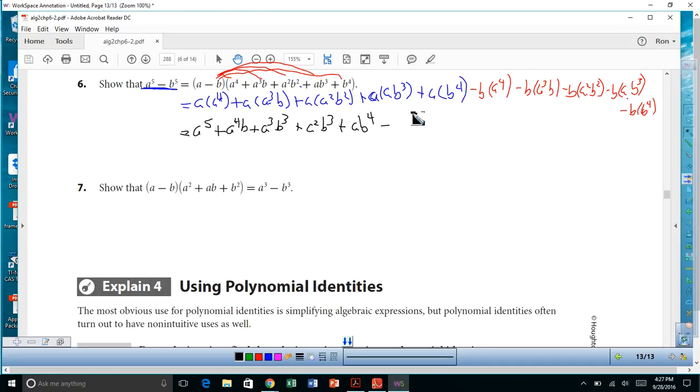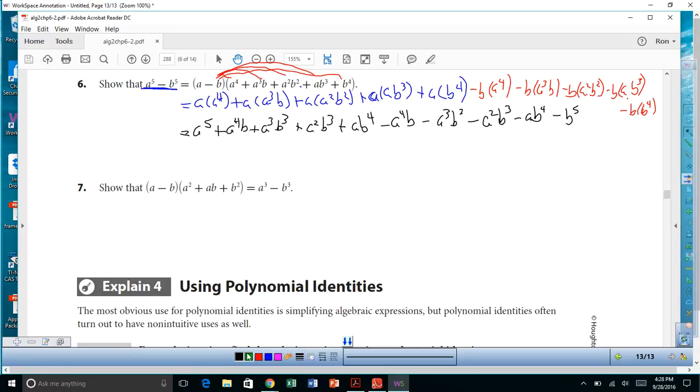Minus, and then you got b times a to the fourth would be minus a to the fourth b, and then minus b times a to the third b would be minus a to the third b squared, minus b times a squared b squared would be minus a squared b to the third, and minus b times a b to the third would be minus a b to the fourth, and then minus b times b to the fourth would be minus b to the fifth.